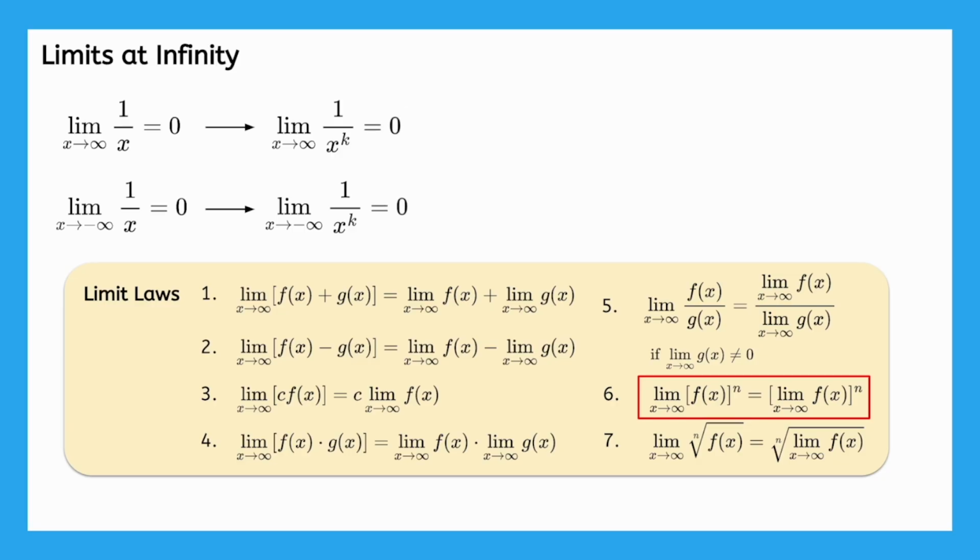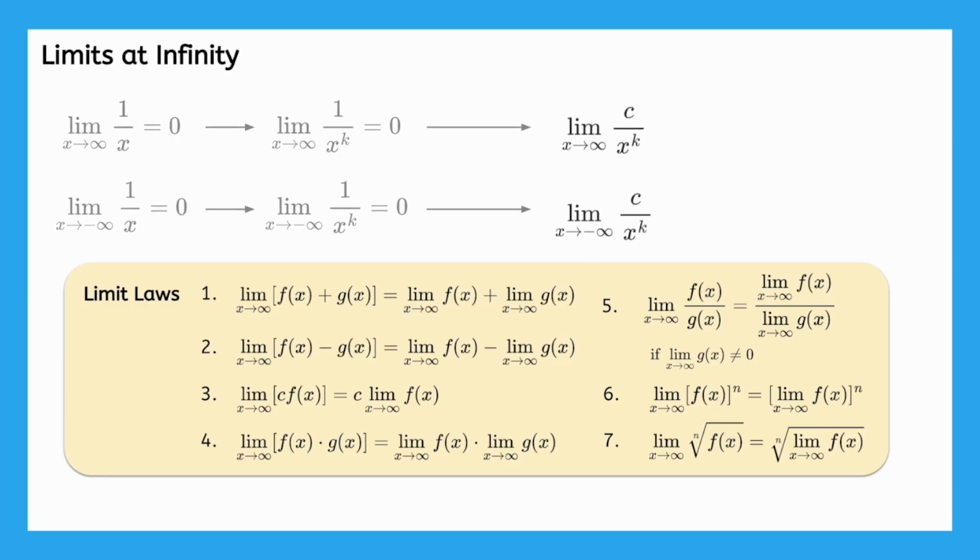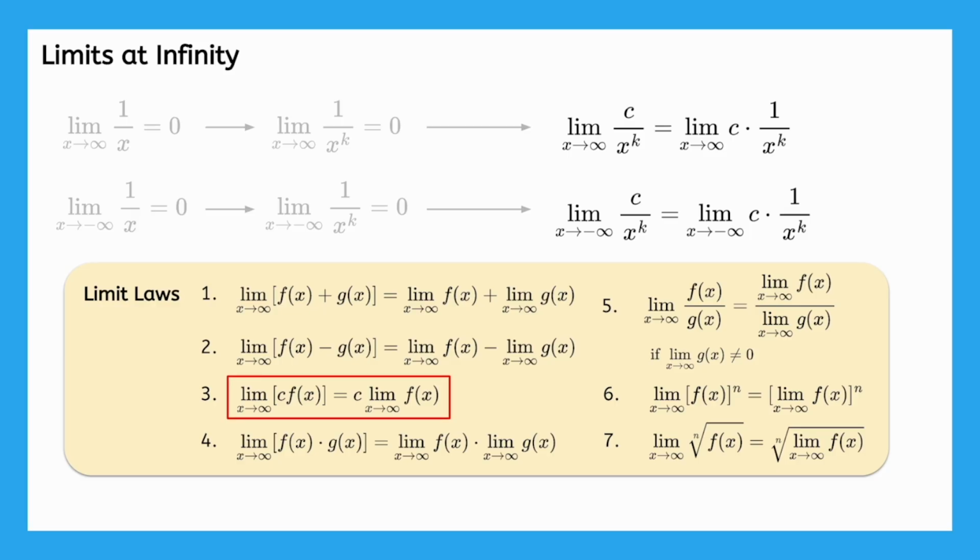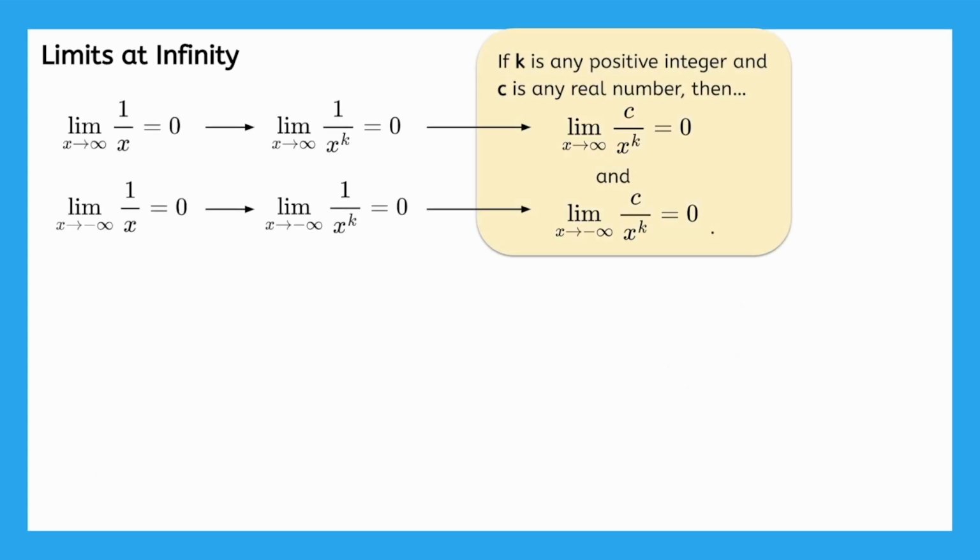From this limit, we can also find the more general limit for when the numerator is any real number c, not just 1. We can rewrite the c as a constant multiplying 1 over x to the k, and then use the constant multiple law to pull out the c. We know the limit of 1 over x to the k is 0, and any real number times 0 is once again 0. So in general, the limits at infinity for functions of the form c over x to the k, where k is any positive integer and c is any real number, are 0.